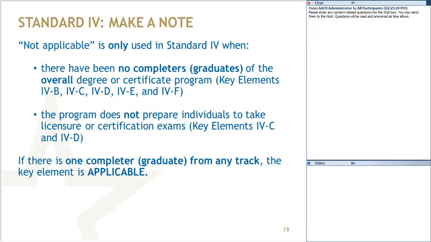In terms of the second bullet, the program does not prepare individuals to take licensure or certification exams. Well, first you have to have students that would be eligible to take those exams. So you would have to have individuals who've actually completed. But you would also have to have students that have taken the exam, and those exams need to be specifically stated by the institution that you prepare students for those exams. I know that those sentences I just used were a little awkward, so I'm going to do a little better here.